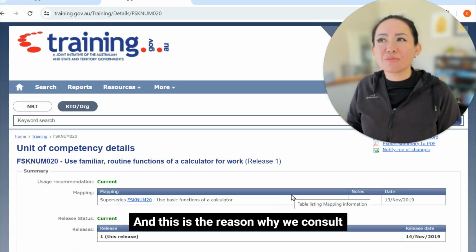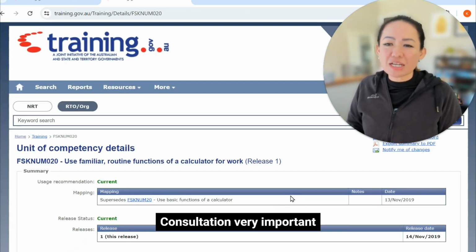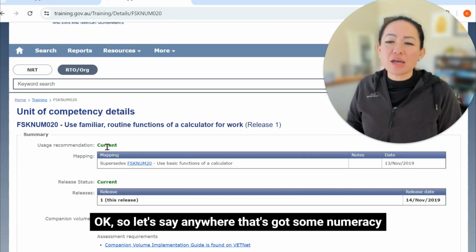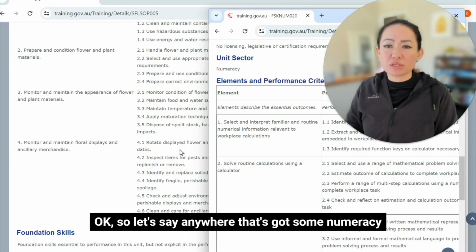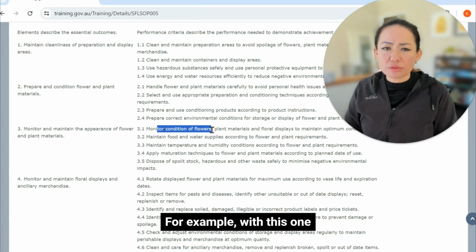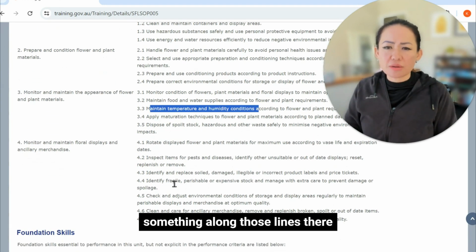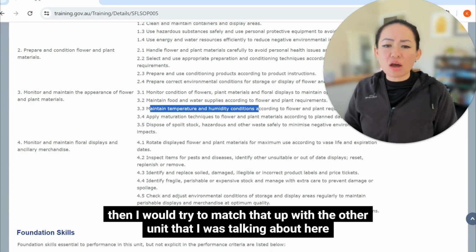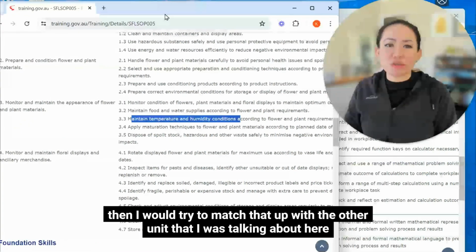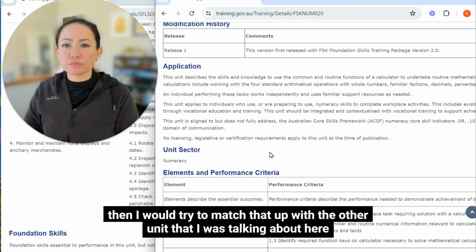And this is the reason why we consult. Consultation, very important. Okay, so let's say anywhere that's got some numeracy, for example, would this one be it? Or maintain temperatures, something along those lines there, then I would try to match that up with the other unit that I was talking about here.